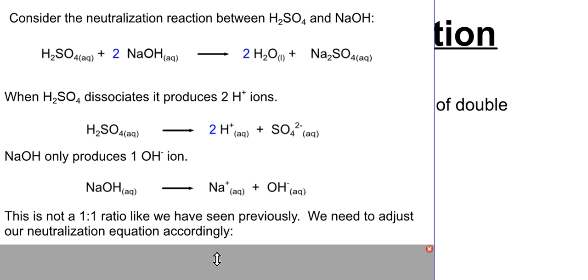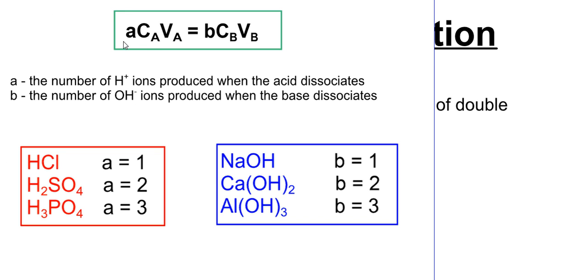So this is not a one-to-one ratio like we have seen previously. So we need to adjust our neutralization equation accordingly. In your notes, you need to write down our next equation, which is A times CAVA equals B times CBVB. A is the number of H+ ions produced when the acid dissociates, and B is the number of OH- ions produced when the base dissociates. So here are some examples here.